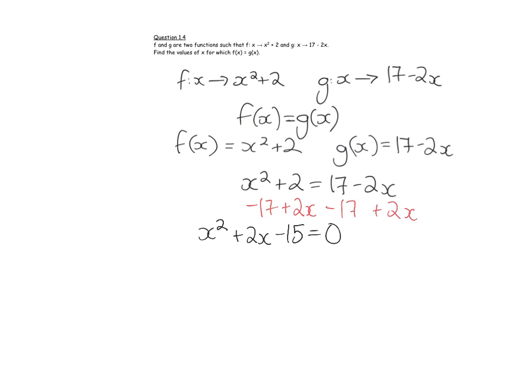Now, then what you do is you do your box method, which I would hope you're all okay with or can do. You can also do your minus b formula, and you'll end up with x minus 3 and x plus 5 if you do your box method. And then we'll get x is equal to 3, x is equal to minus 5, both when you do the box method and when you do the minus b formula. So the two values for which f of x is equal to g of x are x equal to 3 and x equal to minus 5.